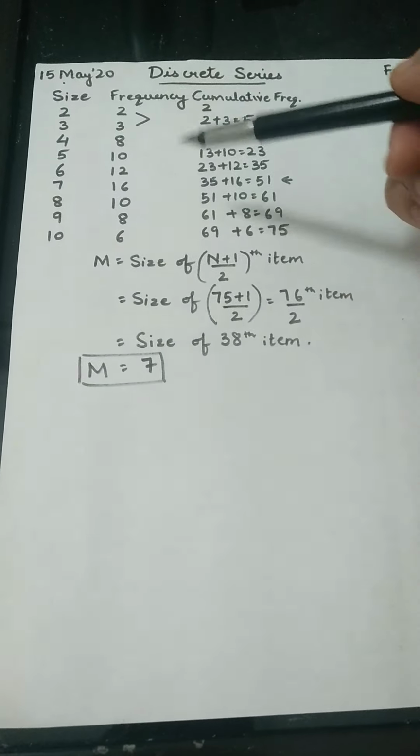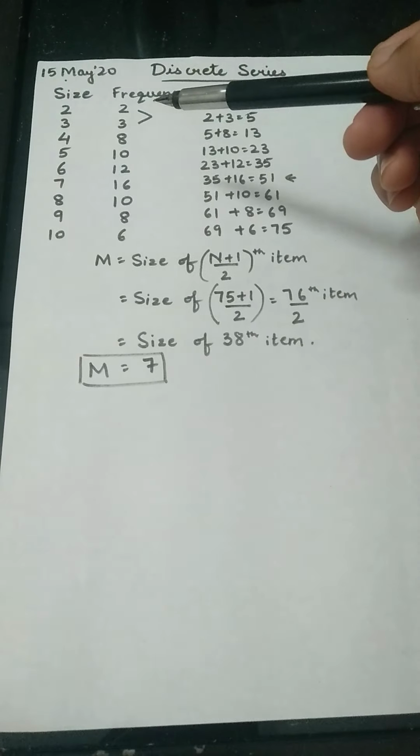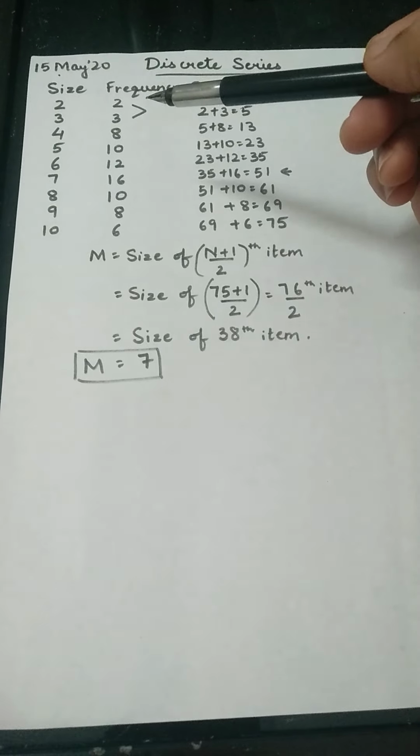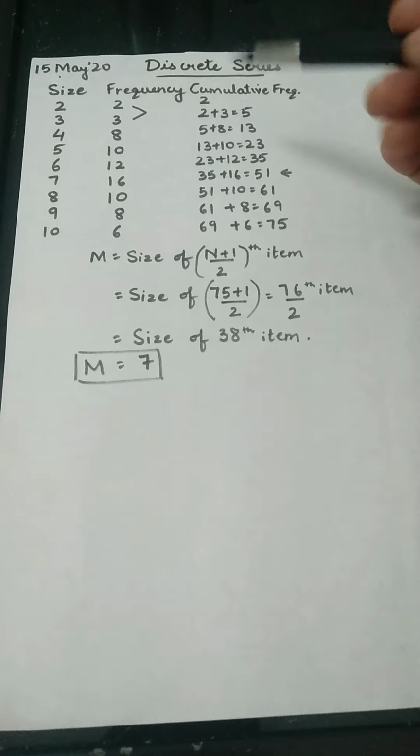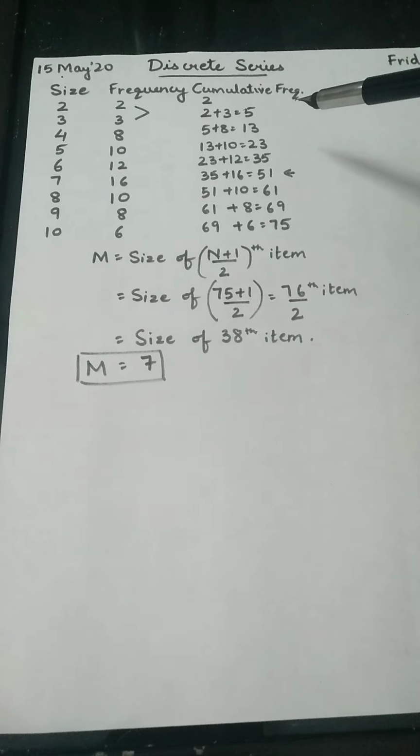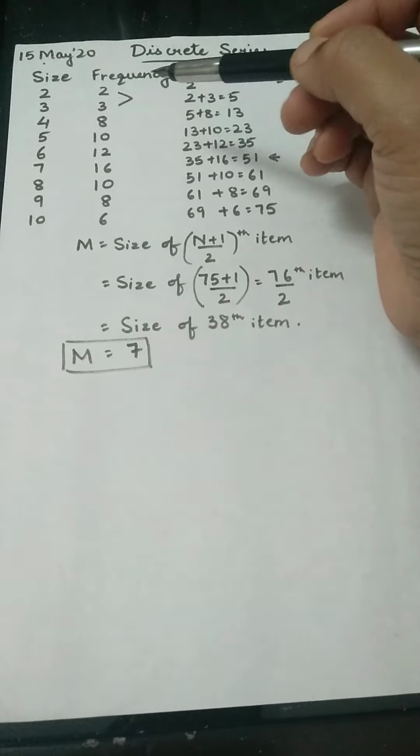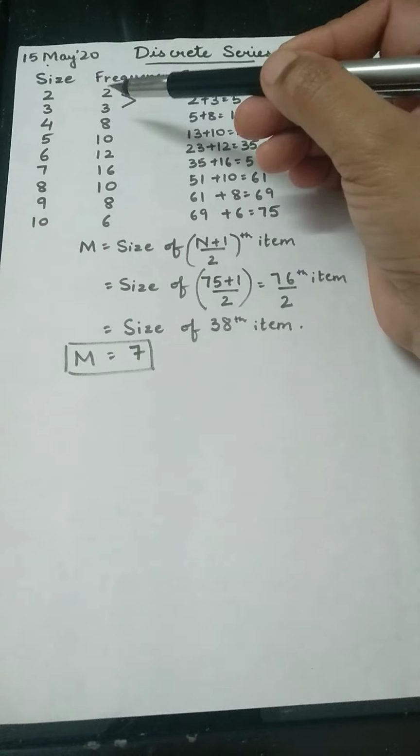So over here, we can't arrange the data in the ascending and descending order. So we can't follow the first step. What is the first step to be followed? We have to find the cumulative frequency. What is a cumulative frequency? We have to add the frequency to the next class.